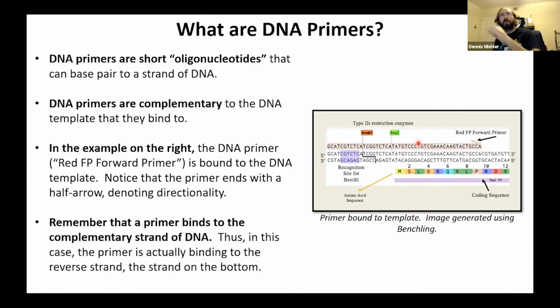So it's going in this direction into the sequence. Now remember, even though it's shown on the top here like this, the primer is not actually base pairing here. The primer is actually base pairing to the reverse strand on the bottom here. So this G with the C, right? So this is just a basic introduction of what DNA primers are. We're using them for PCR. They should base pair to a complementary strand. You need 2 primers for a single PCR reaction, and the primers need to be pointing towards each other, going this way. All right.